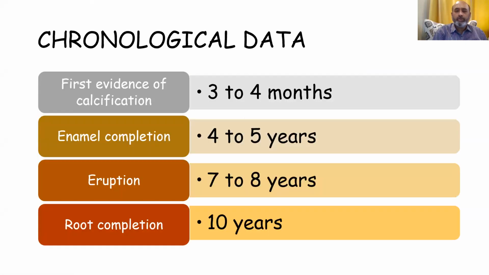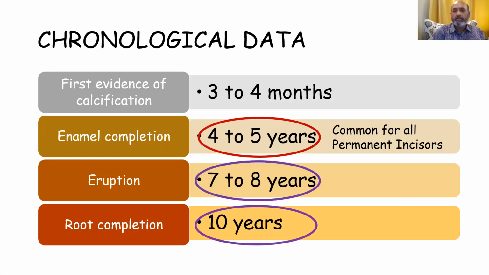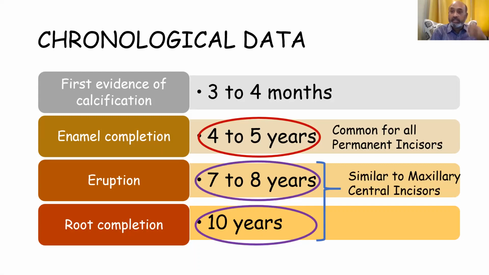So when we talk about the chronological data of the permanent mandibular lateral incisor, the first evidence of calcification is 3 to 4 months. Enamel completion, which I told you is a common factor for all the permanent incisors, is 4 to 5 years. Eruption period is 7 to 8 years and root completion is 10 years. This is common with that of the permanent maxillary central incisor. So the permanent maxillary central incisor and the permanent mandibular lateral incisor erupt at the same period and the root completion is also at the same time.